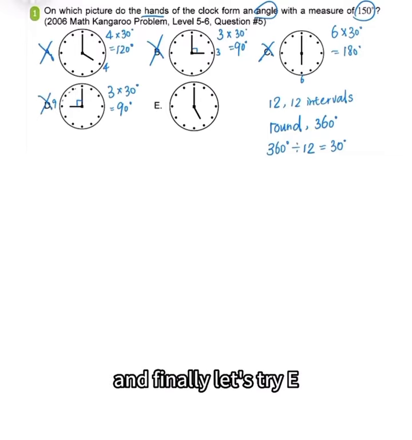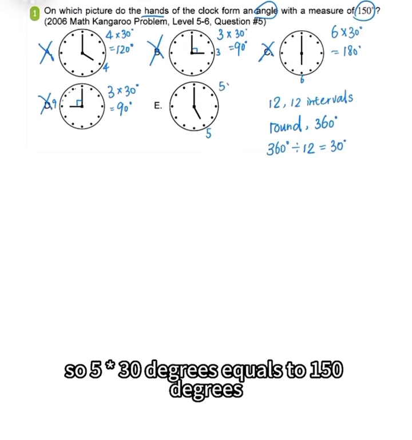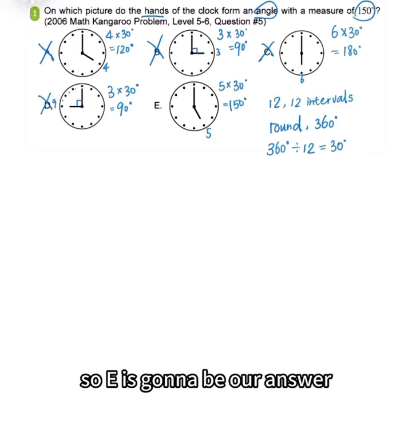And finally, let's try E. E is pointing to 5 o'clock. So 5 times 30 degrees equals 150 degrees. So E is going to be our answer.